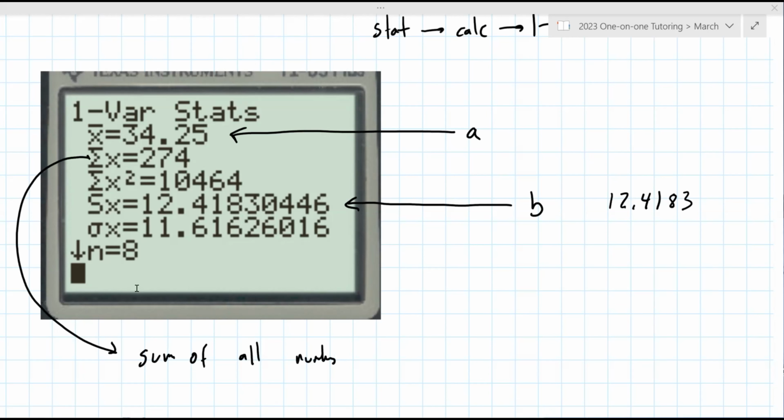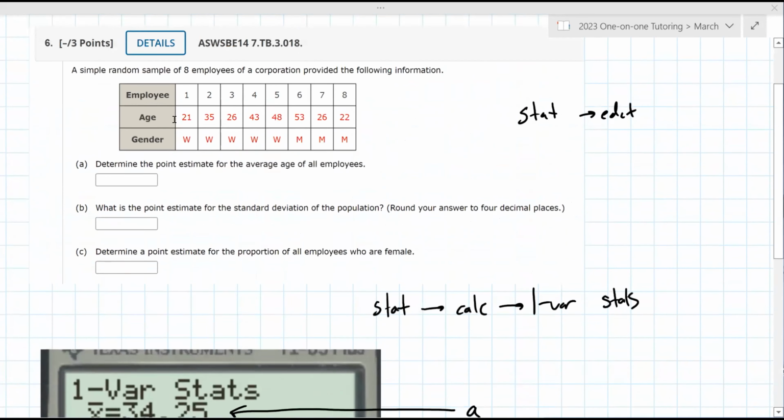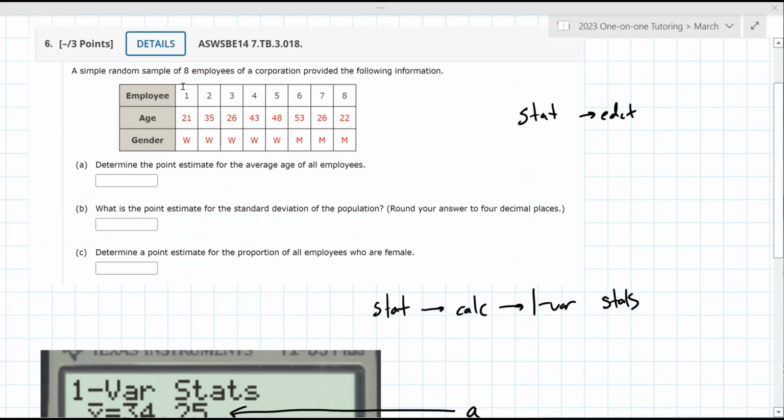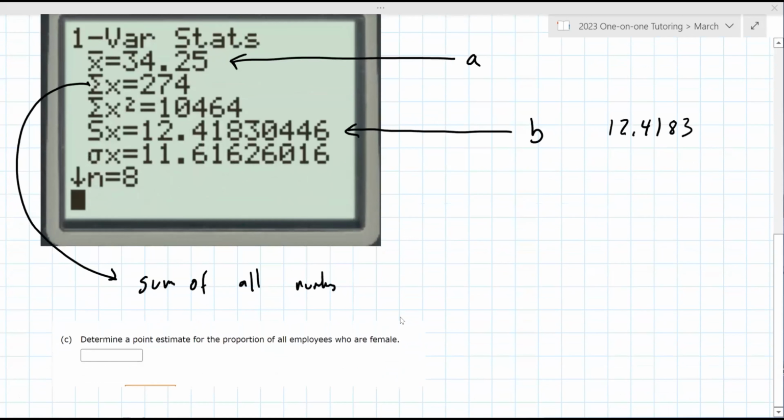And if you look at the table again, you see that the employees 1, 2, 3, 4, 5, those are all, sorry, we don't need that. It just wants the proportion. So you're basically counting how many females there are out of the total. There are 5 women out of 8. So it's actually not related to this sum. Sorry about that. It's just 5 out of 8.